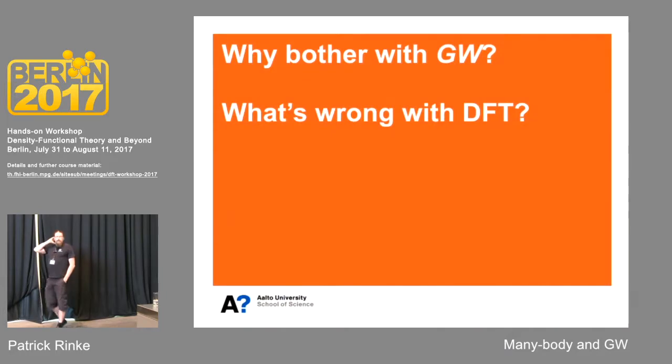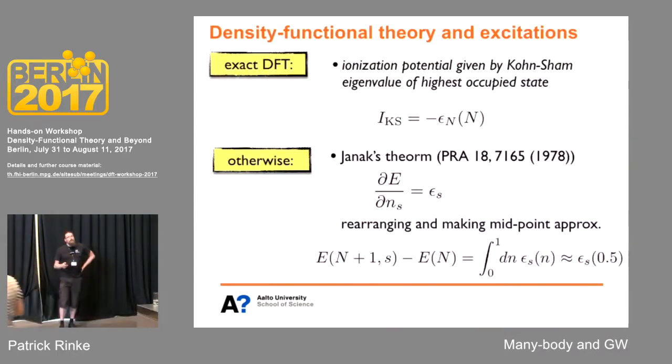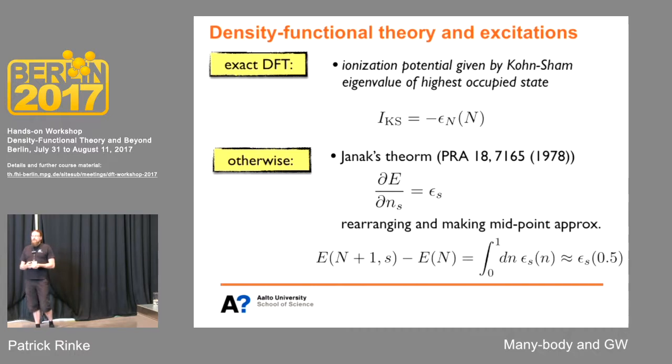Okay, so briefly, let me say a few words about what is wrong with DFT. So in exact DFT, at least for finite systems, we have a theorem that says that the highest occupied Kohn-Sham state is equal to the ionization potential. This you can prove by considering the asymptotic form of the potential. But this is the only thing we have. For no other state can we prove such an exact relation, right?